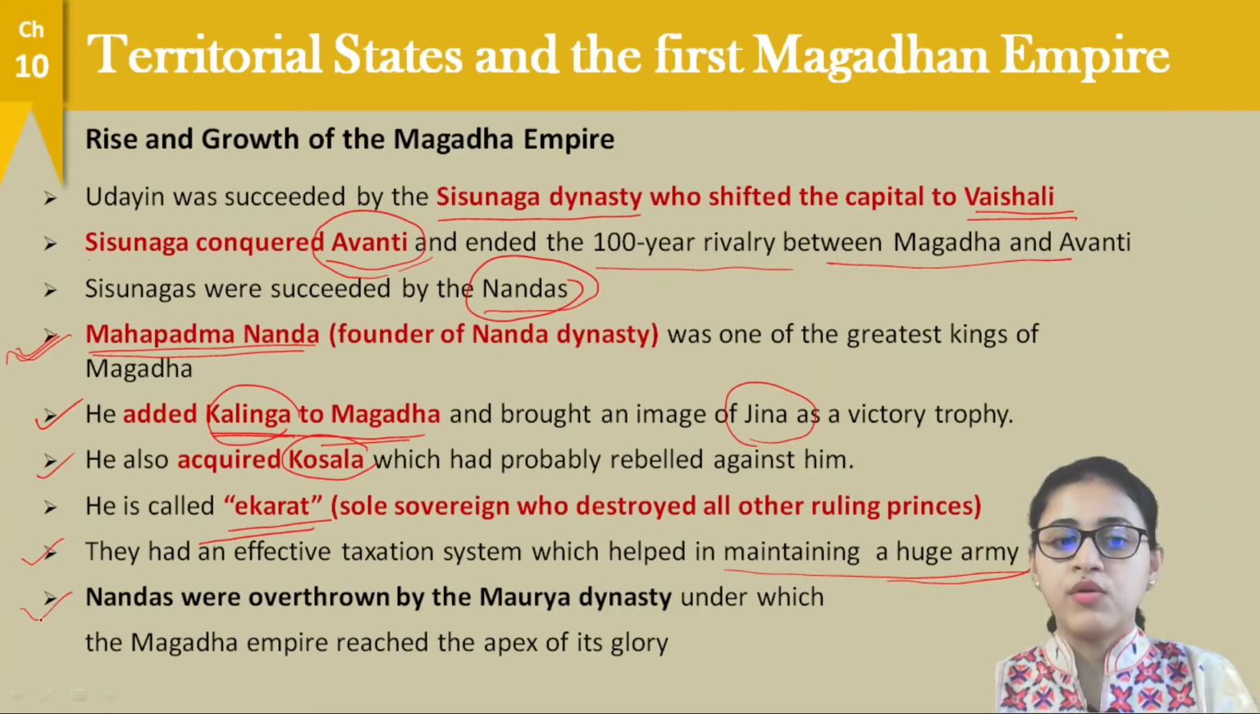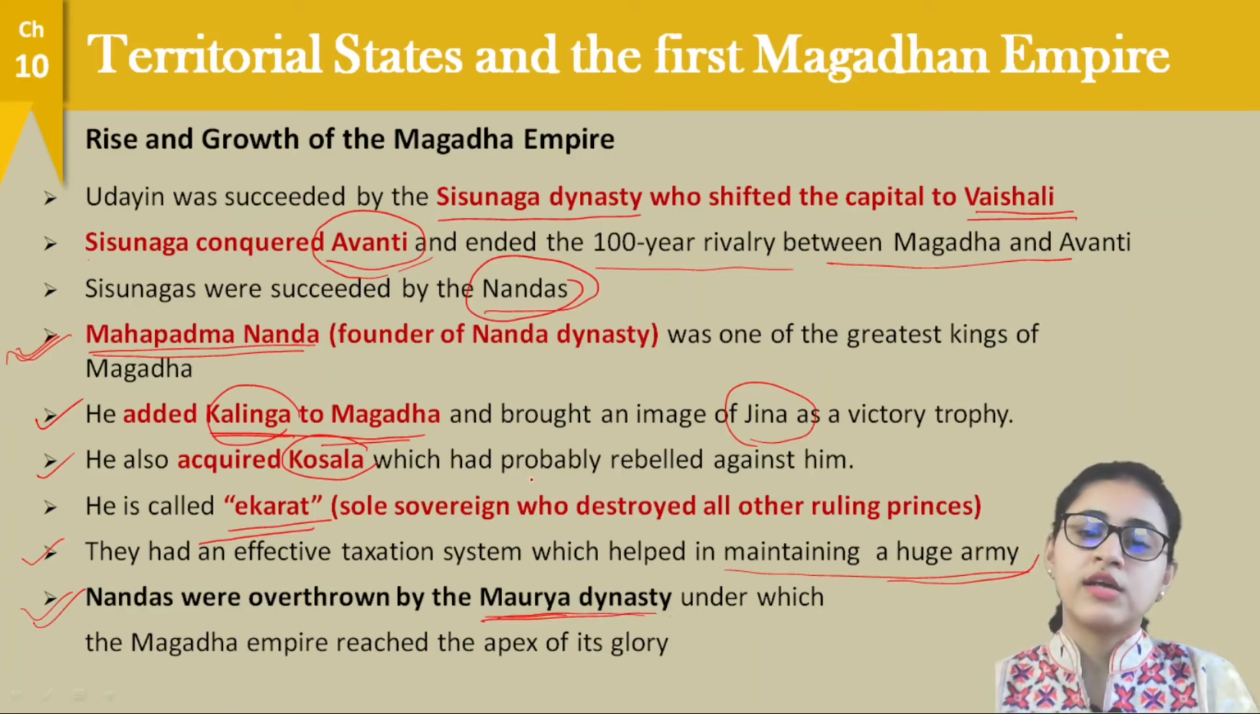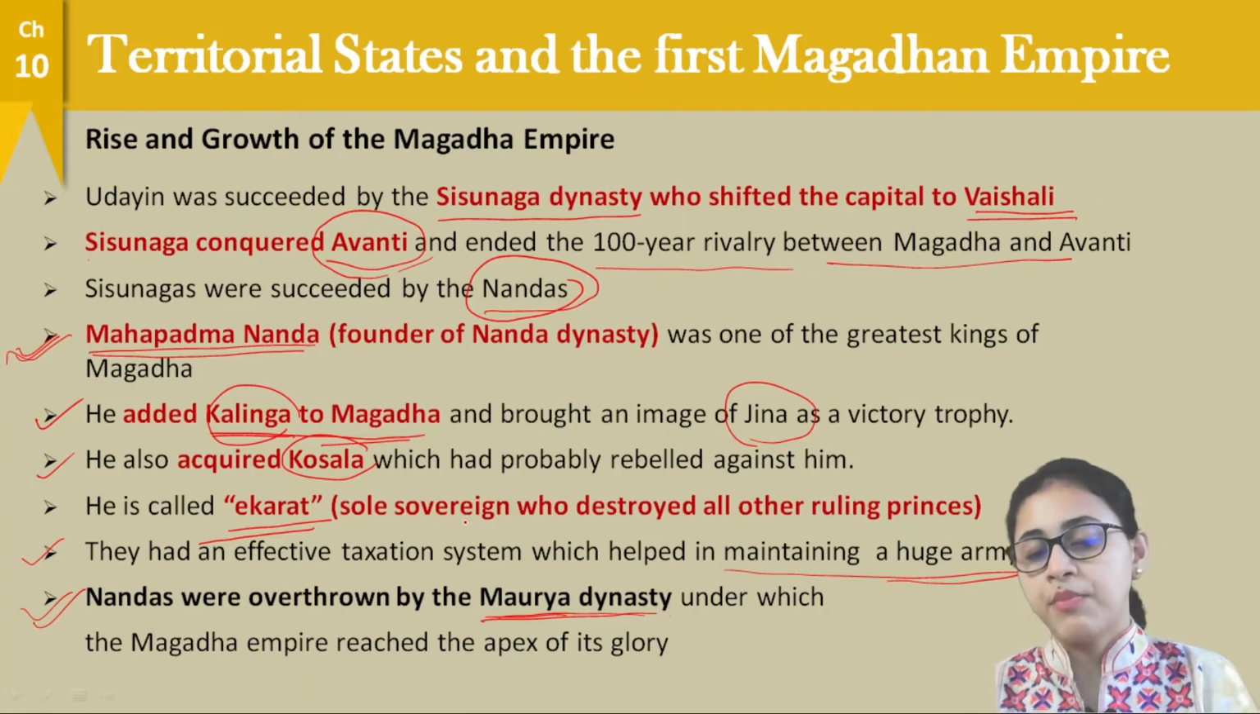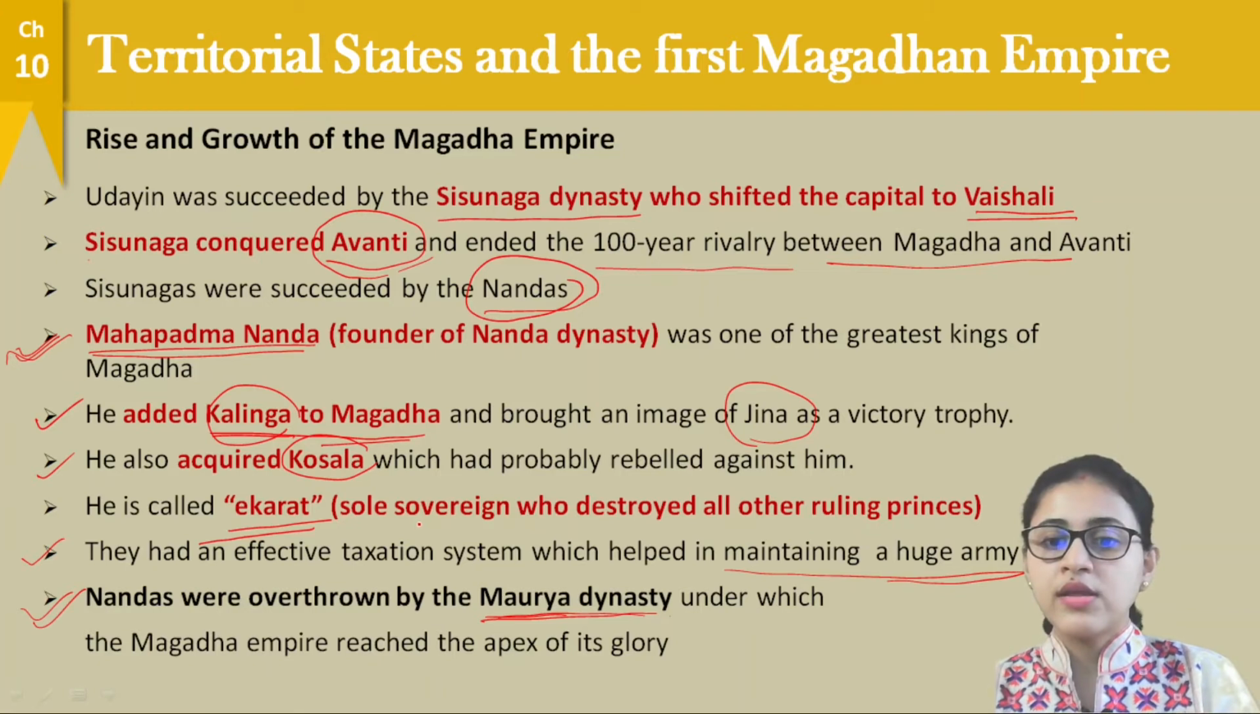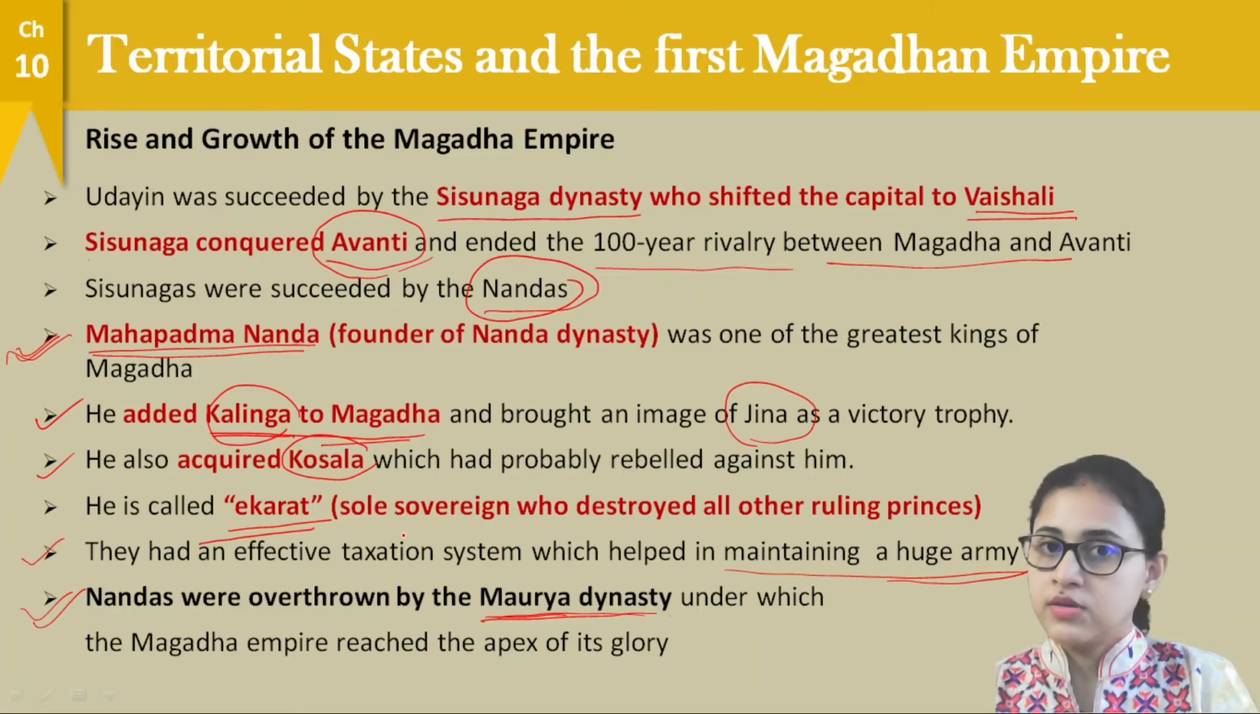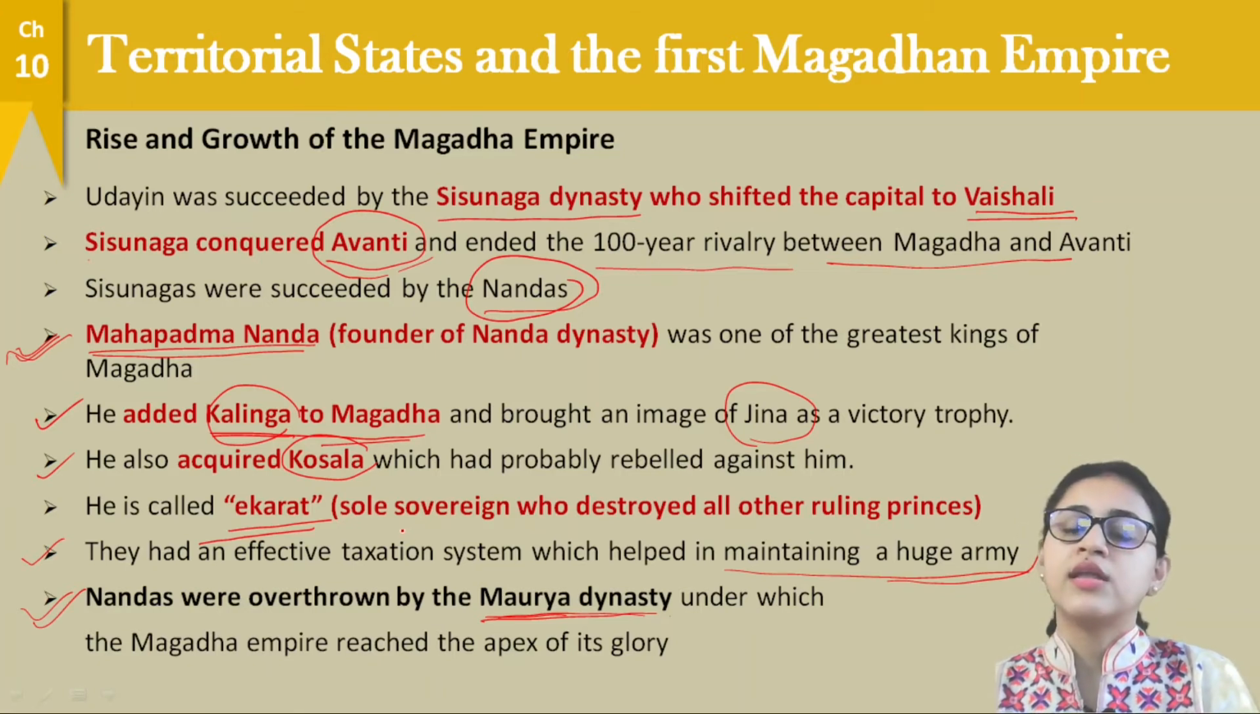The Nandas were later overthrown by the Mauryas, or the Maurya dynasty. When we talk of the Maurya dynasty, under it the Magadha empire reached the apex of its glory. Alright, so the Mauryan dynasty will be another chapter, which we have to study in detail separately.